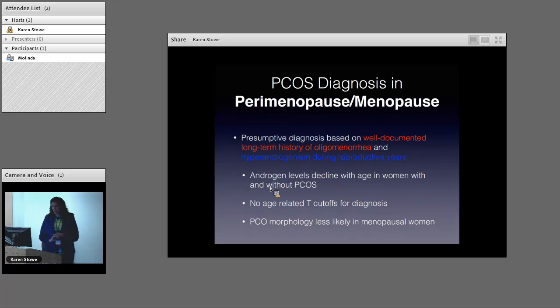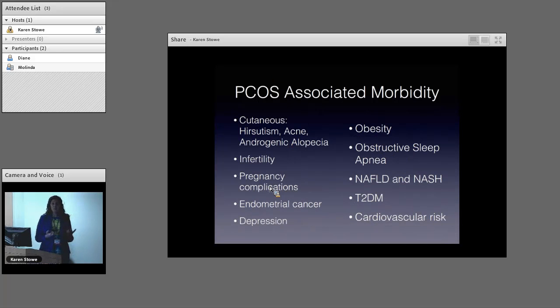In the setting of perimenopause, a woman may have gone through her life and didn't present for irregular periods, but may be presenting later in life, and to know that they've had a history of PCOS is important in predicting their risk of future comorbidities. And so a presumptive diagnosis of PCOS can be based on a well-documented, long-term history of irregular periods and a history of hyperandrogenism during their reproductive years.